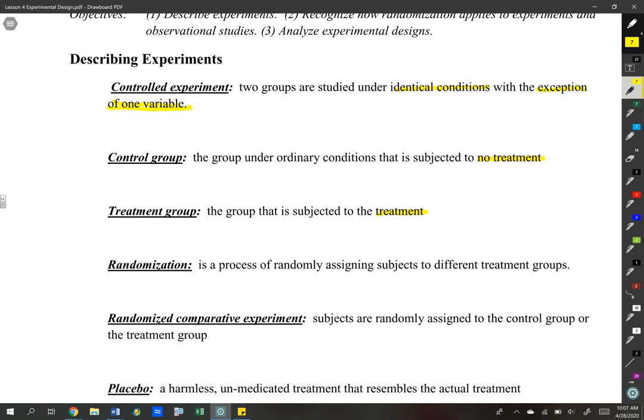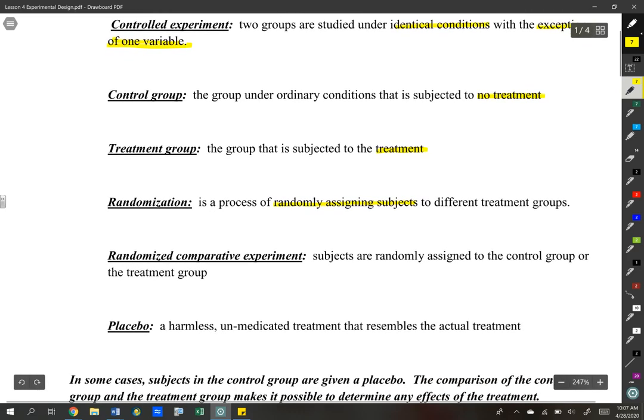Randomization, you hear that a lot in the news today. Randomization is a process of randomly assigning subjects to different treatment groups. Randomly assigning subjects. Randomized comparative experiment: subjects are randomly assigned to the control group or the treatment group. So that's very important. Randomly assigned to either a control group or a treatment group.